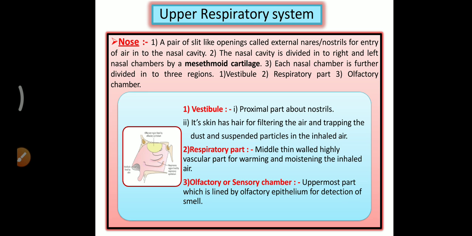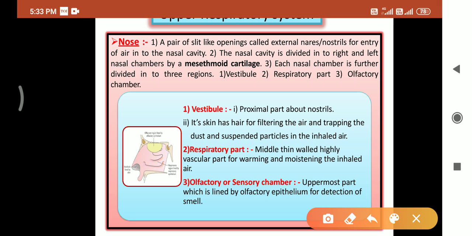In this slide you can see the upper respiratory system. In our upper respiratory system, here you will learn about the nose. So let's see what the nose is. A pair of slit-like openings called the external nares, the nostrils, is for the entry of air into the nasal cavity. This is the passage where the air goes inside and carbon dioxide goes out. So this is the proper passage.